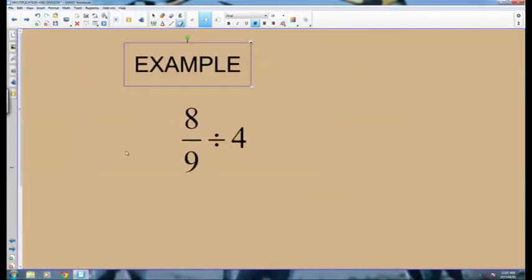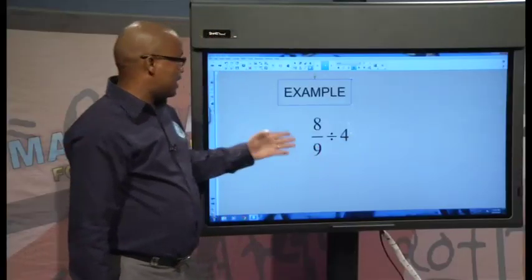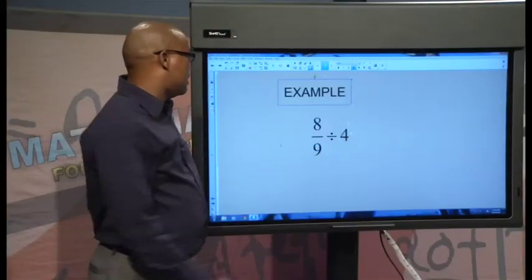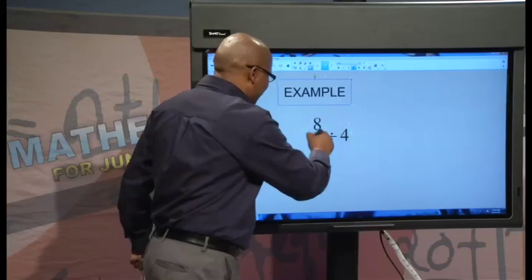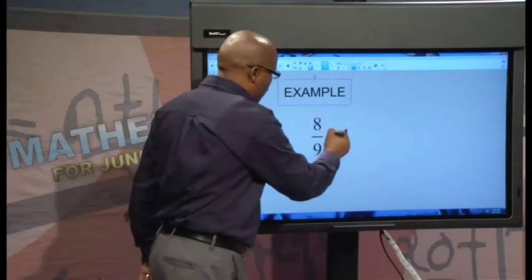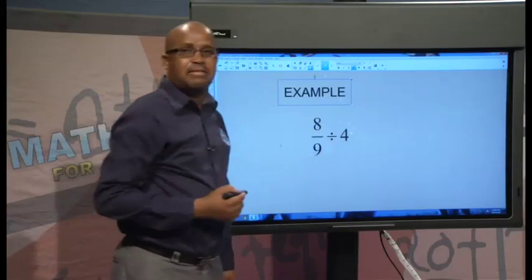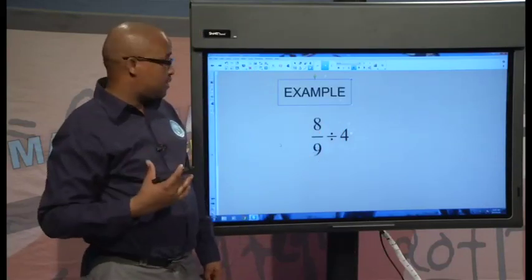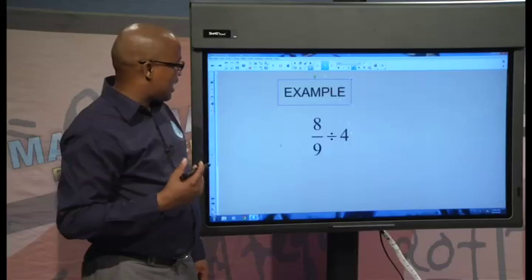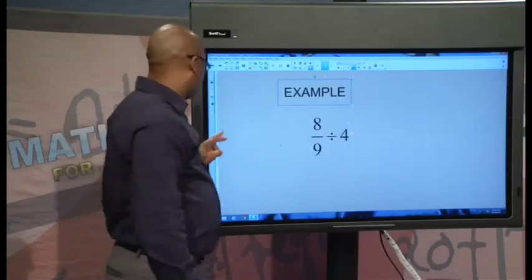And then what about when you are to divide a fraction by a whole number? This is a fraction 8/9 divided by 4. 4 is a whole number, and then this one 8/9 it's a fraction. So how do we divide a fraction and a whole number?